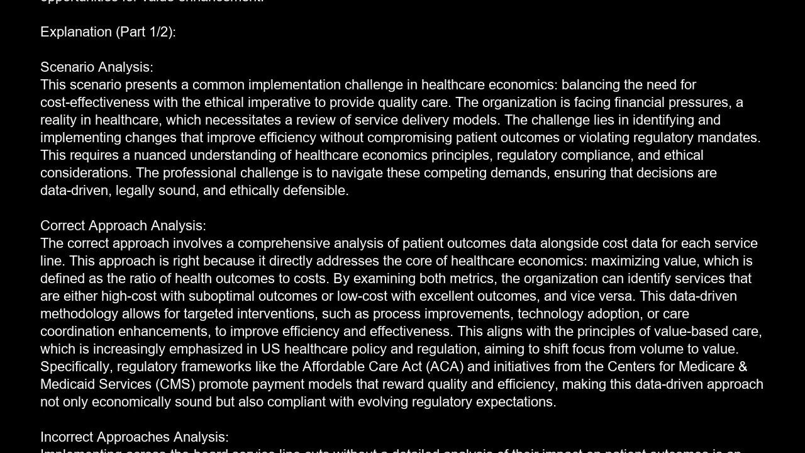This data-driven methodology allows for targeted interventions, such as process improvements, technology adoption, or care coordination enhancements, to improve efficiency and effectiveness. This aligns with the principles of value-based care, which is increasingly emphasized in U.S. healthcare policy and regulation, aiming to shift focus from volume to value. Specifically, regulatory frameworks like the Affordable Care Act, ACA, and initiatives from the Centers for Medicare and Medicaid Services, CMS, promote payment models that reward quality and efficiency, making this data-driven approach not only economically sound, but also compliant with evolving regulatory expectations. Incorrect approaches analysis.